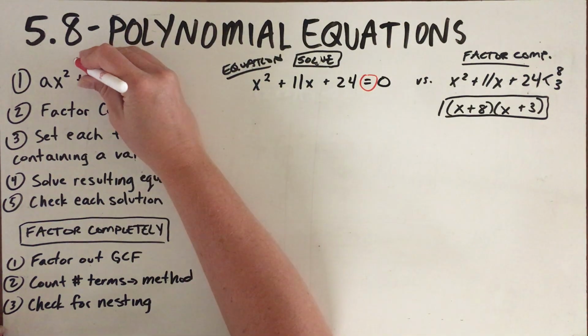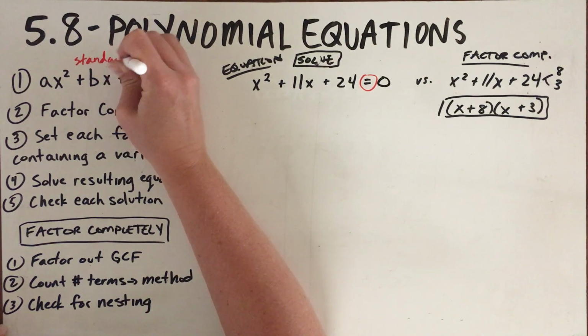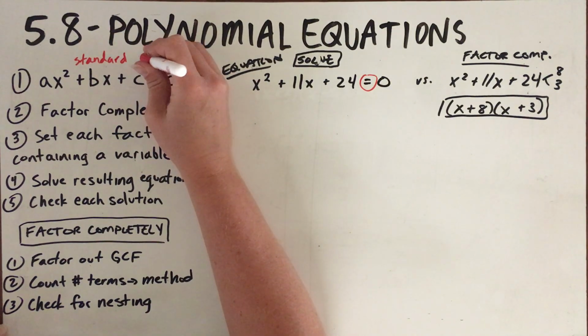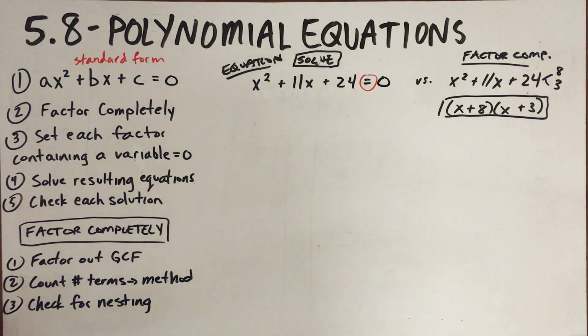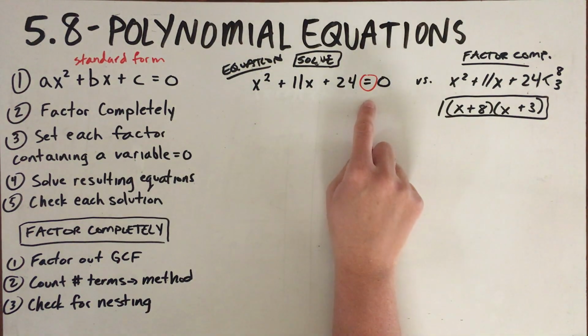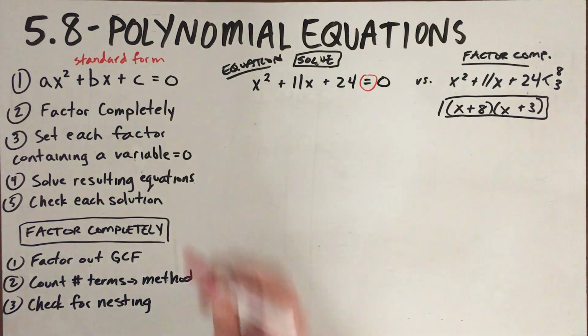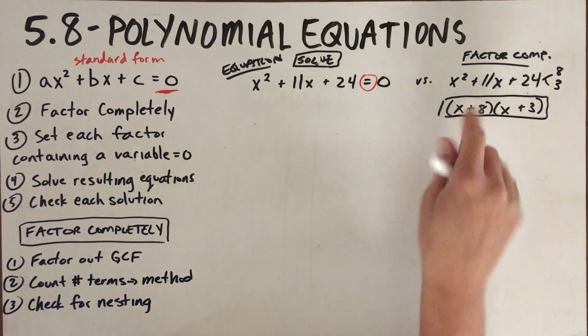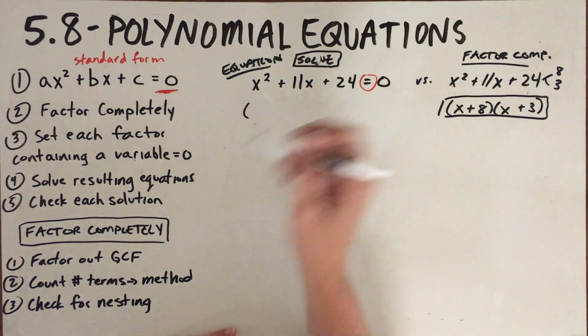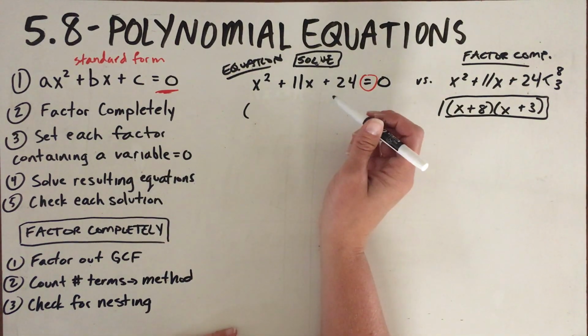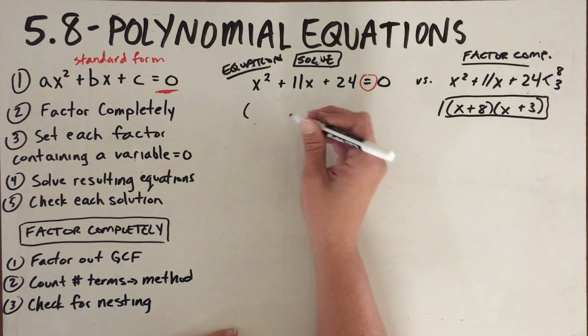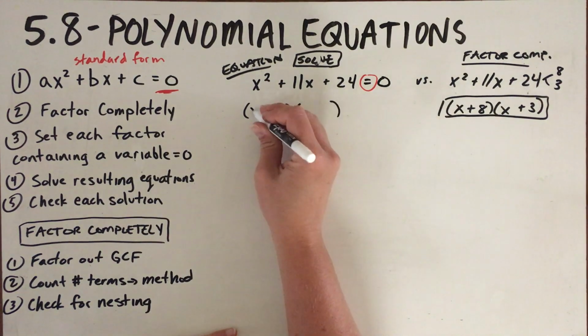The standard form is ax squared plus bx plus c equals 0. In other words, I get everything on one side and make sure that it's equal to 0. When it's equal to 0, and only when it's equal to 0, we can factor it completely. That's no different than the earlier step. I'm going to say there's no GCF. I count the terms: 1, 2, 3 terms. I determine that my method is hippobutts, and I factor completely.